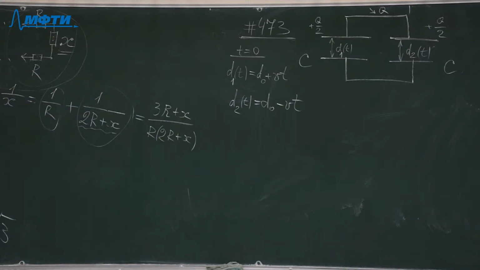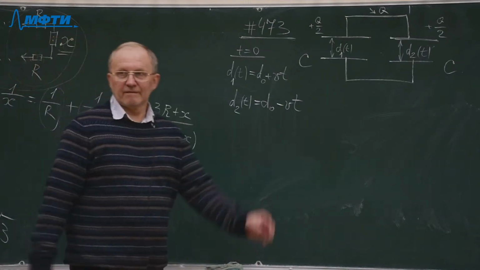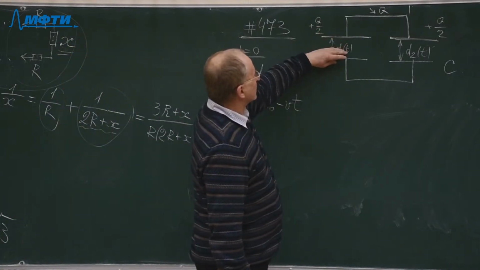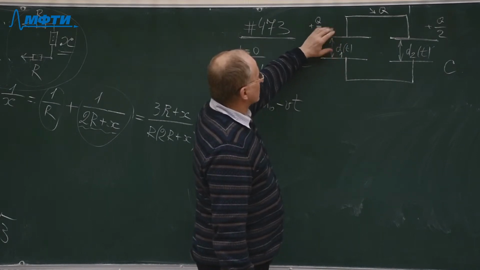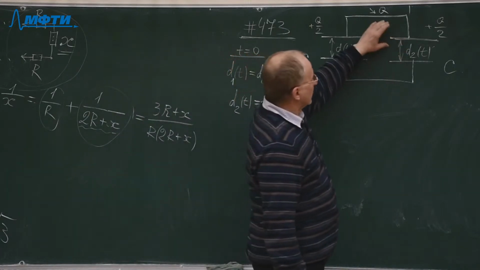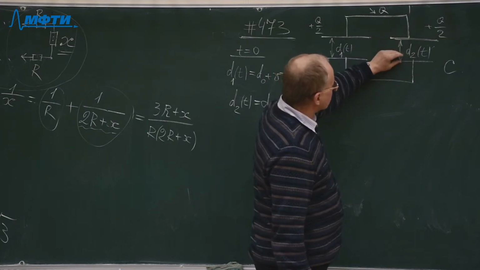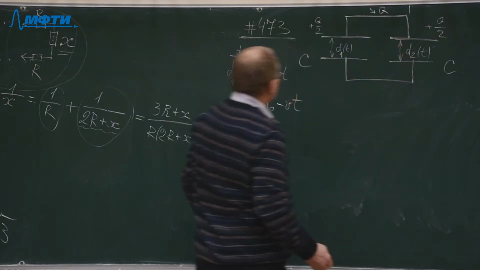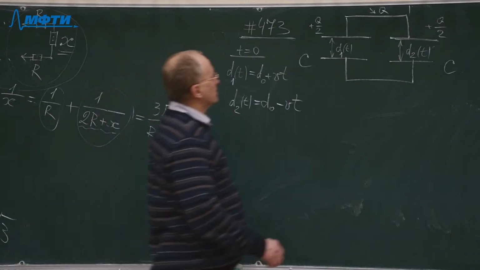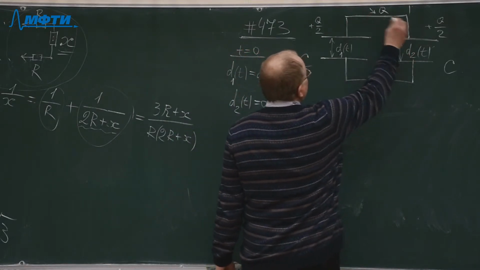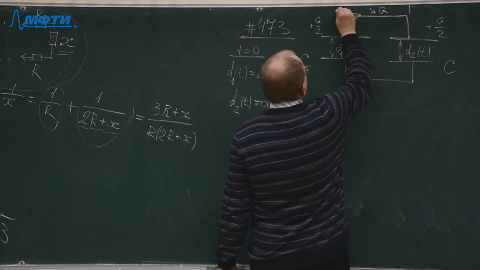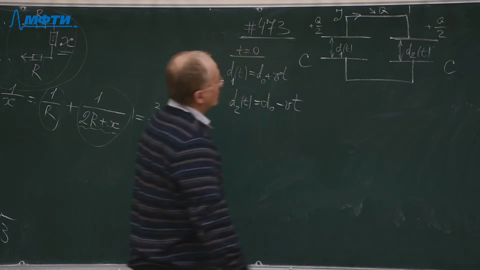So the plates of the first capacitor start moving, and the distance between them is increasing according to a given law. And the distance between the plates of the second capacitor starts decreasing, so the plates start to move toward each other according to another law which is given in this problem. And we have to find the current which will flow in this wire.